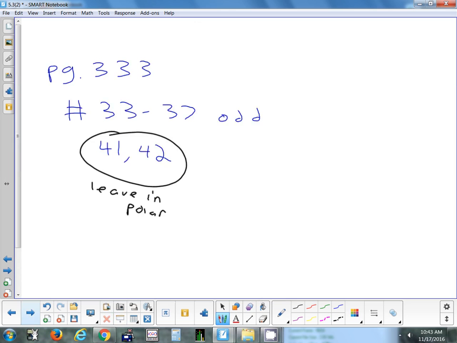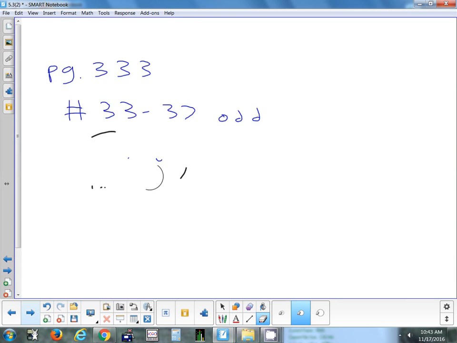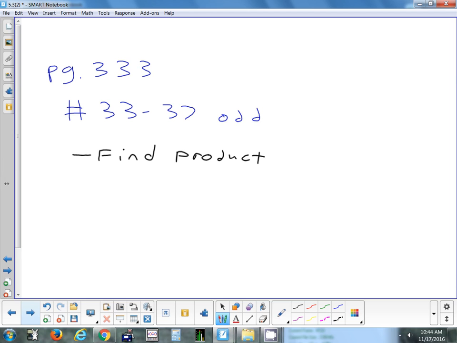All right, so the homework tonight is just 3 questions: 33, 35, and 37. And it's exactly what we just did. For each problem, they ask you to find the product and quotient. So there are actually 2 parts to each question. Find the product of the 2 numbers they give you, and the quotient. So you should have six answers on your homework.